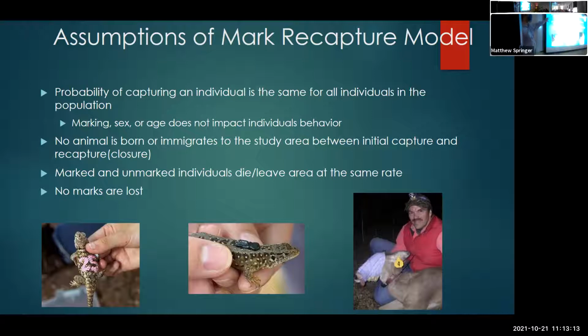The basic assumptions of a simple mark recapture model are that you have just as much of a likelihood of catching any individual in that population or area as any other one, regardless of their age, sex, or if they've been marked previously. So if they've been captured. And that part is really important because these models all depend on the number of recaptured animals. If you mark animals and don't recapture them because that mark alters their behavior or the event of marking alters their behavior, you violate the assumption of the model and it's null and void.